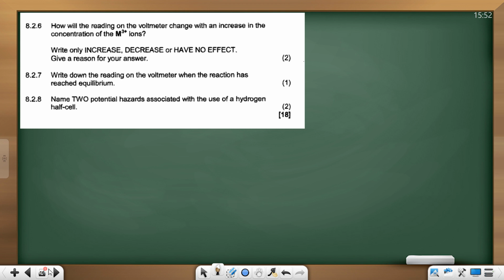Oh God. It will decrease, right? It will decrease because the concentration will increase. I did explain all of that in details when I was explaining, so we can move on.